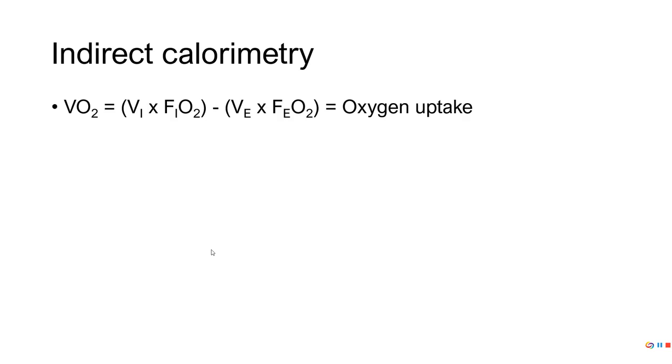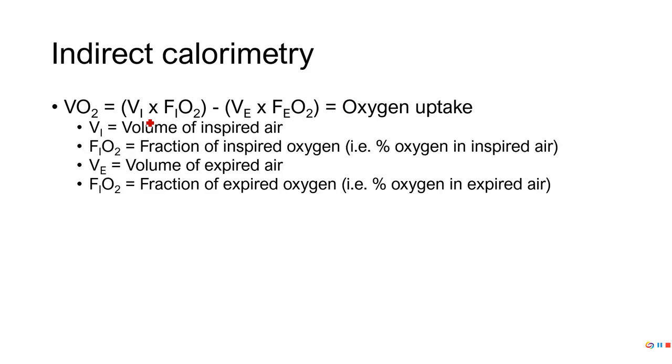So VO2, the amount of oxygen uptake, all we need to know is how much are we breathing in and what percentage of that air that's being breathed in is oxygen. And then we subtract the amount of air that's being breathed out times the amount of oxygen that's in that air, okay? The nice thing is VI, which is volume of inspired air, and VE should be the same, so we're just going to make that assumption. And so really all you need to know is the difference between the inspired and expired oxygen percentage, okay?